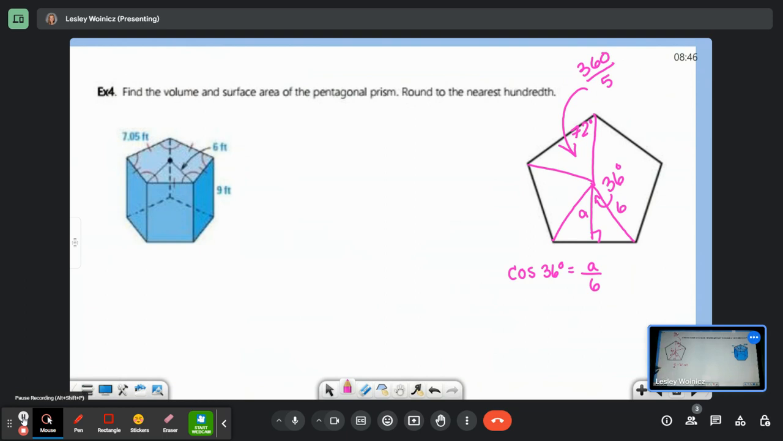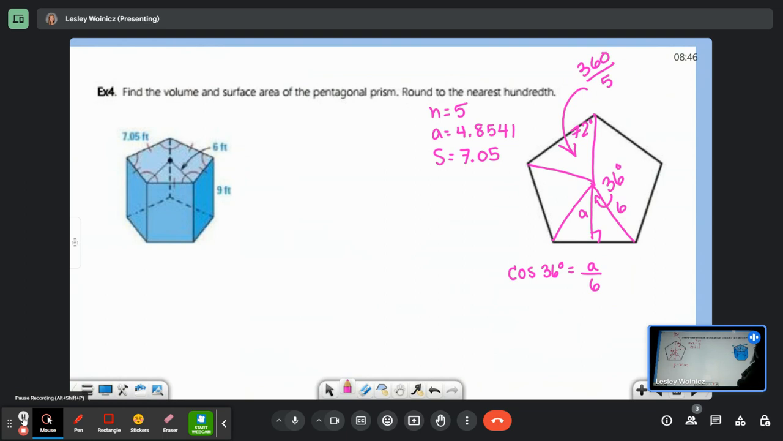4.8541. Okay, so let's write all of our stuff down. The n is 5. The apothem is 4.8541. Thank you. I know you said it a million times. Okay, side length 7.05.